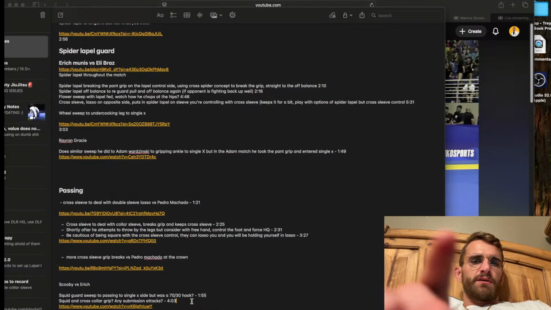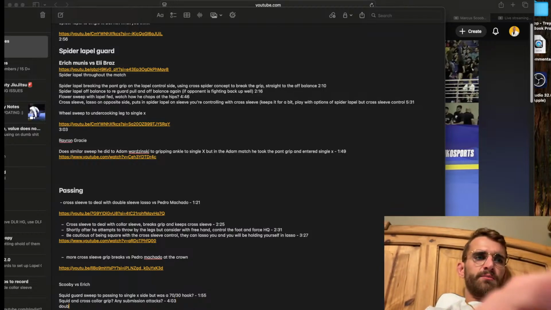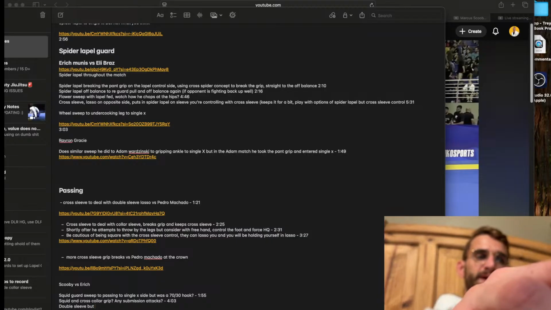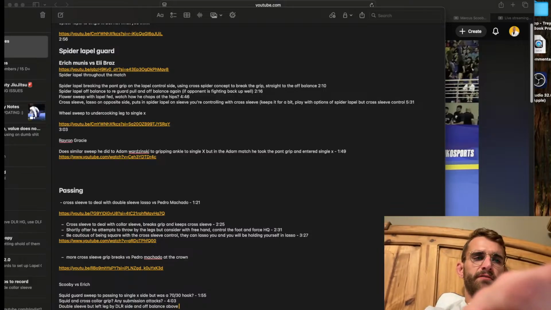I'm going to pressure test it. So double sleeve, but we'll say my left leg because it would be my left leg. Leg by De La Riva, side and off-balance above you, and take single X, question mark.